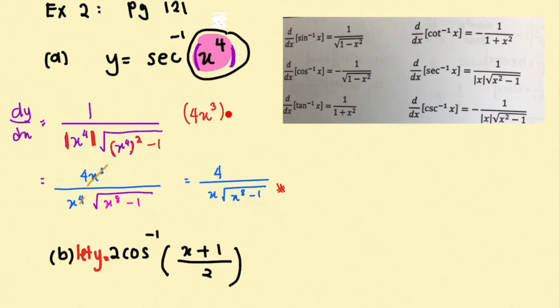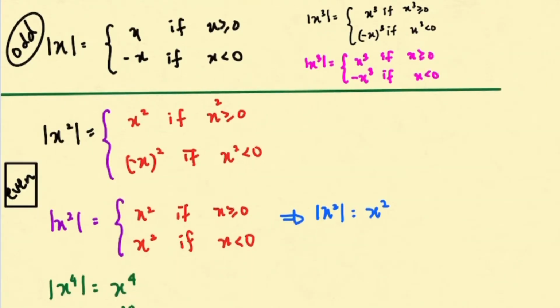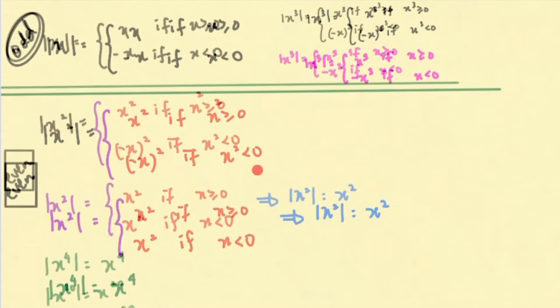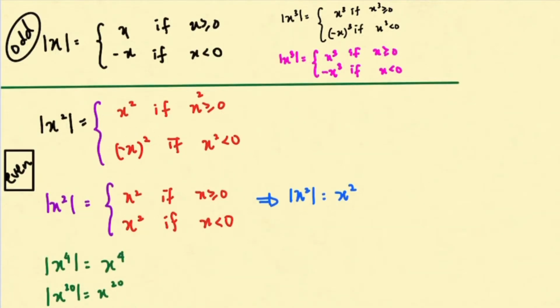So now let us open up modulus of x to the power of 4. So let's see here, we already know that if it is an odd function, modulus x is equal to x if x is positive. This is equal to negative x if x is negative. However, if your modulus is even, modulus x squared, this is equal to x squared if x squared is positive, and this is equal to minus x, everything squared, if x squared is negative. So you can see here, if you solve this, this is also a positive function, x squared.